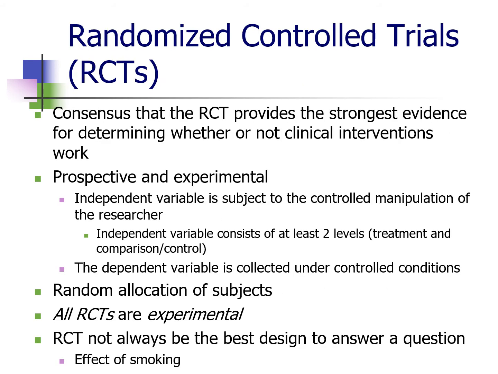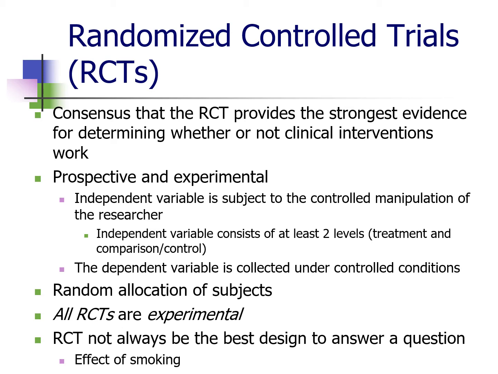We've already mentioned that randomized controlled trials, or RCTs, sit very high on the evidence hierarchy, primarily because from an experimental group design, they really provide the strongest evidence for determining whether or not clinical interventions work. These studies are typically classified as being prospective and experimental. And again, experimental research, and from a prospective consideration, that really means that the independent variable is subject to controlled manipulation by the researcher.